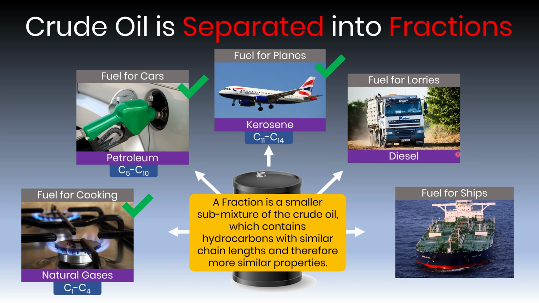Lorries take diesel, and diesel has chain lengths between 14 and 20. And fuel for ships is called fuel oil, which has chain lengths between C20 and C70. You can see that they, having longer chain lengths, would have much higher boiling points and would be way less flammable, but they're suitable for the engine on a ship. So, we need to separate the crude oil into fractions where the chain lengths are similar enough to work with the device you're trying to burn it in as a fuel.